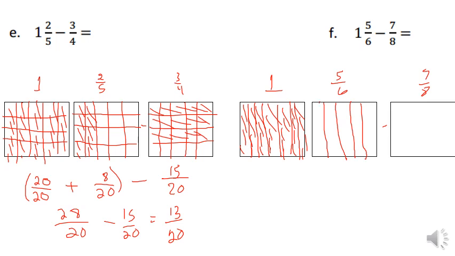The second we're going to do fifths. There's 1, 2, 3, 4, 5, and we're going to shade 5 out of 6.